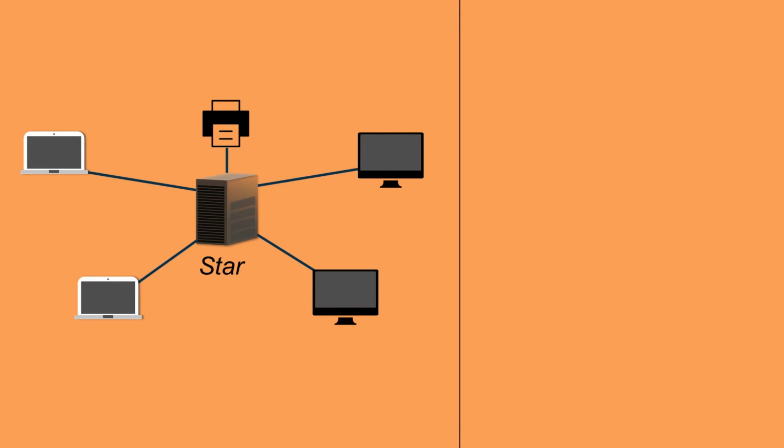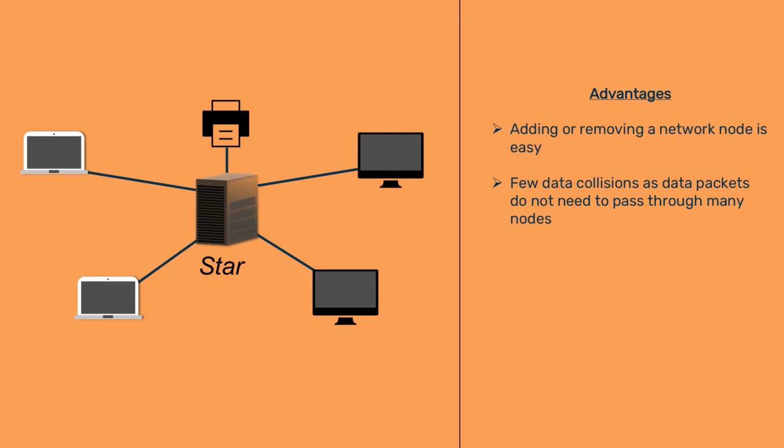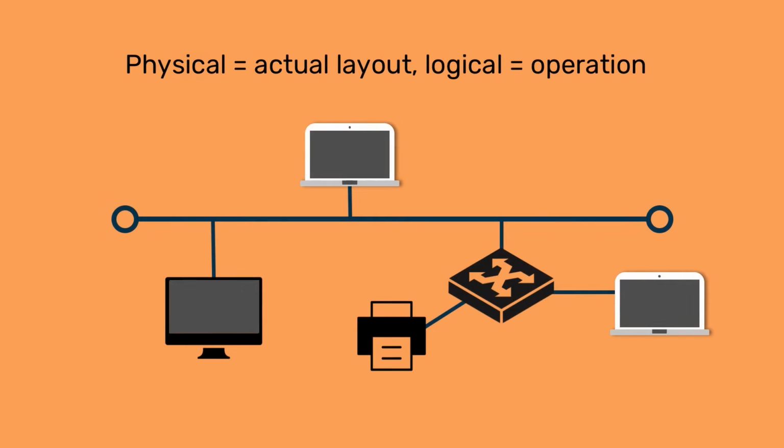Each node has its own cable to the central node, so adding or removing a node is easy. So whilst it is expensive, few data collisions occur, making the network far more reliable. Also, if only one cable fails, then only that node is affected, not the whole network. Though if the central node fails, so does the whole network. One last disadvantage is that a lot of cable length is needed.